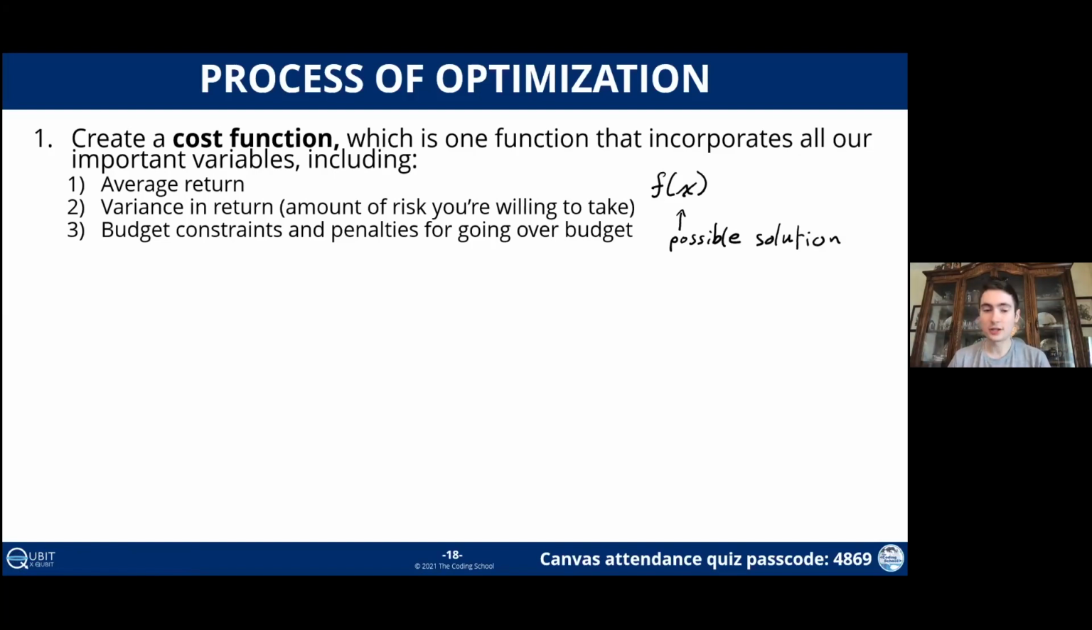And this cost function is going to spit out one number that incorporates everything we care about. So it's going to incorporate the average return, it's going to incorporate the variance, and it's also going to incorporate the budget constraints and any penalties for going over budget, right? So you could also imagine a scenario where you want two stocks, but maybe you're willing to go up to three if there's significant benefit to doing so, right? A cost function could capture that. And so this single function basically incorporates everything that you want to solve in this problem. I won't go into exactly what this cost function looks like, but it's literally just some function, right? You plug in a solution, it gives you a number.